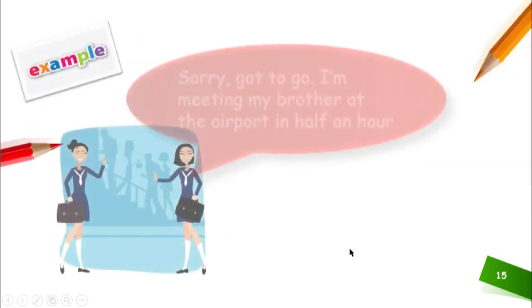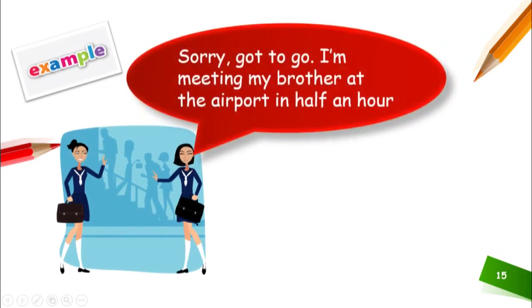If you look at this example, we see in this picture a girl saying to her friend, "Sorry, got to go. I'm meeting my brother at the airport in half an hour." So here she's using present continuous, "I'm meeting," to express a plan that is happening in the near future, in half an hour. It's an upcoming action. I'm using present continuous. Let's see more examples.